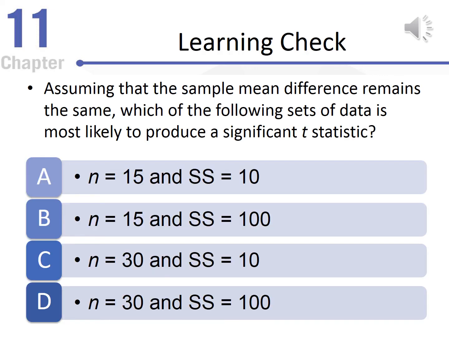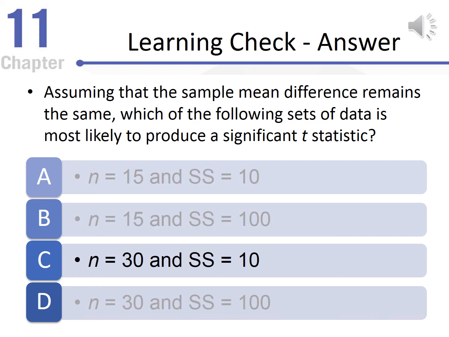As we're finishing up this chapter, let's do a couple learning check questions. Assuming that the sample mean difference remains the same, which of the following sets of data is most likely to produce a statistically significant t-statistic? Sure, the answer to this one is C. N equals 30 and sum of squares equals 10. In any situation, a large n and a small measure of variance gives you the best shot at rejecting that null hypothesis.